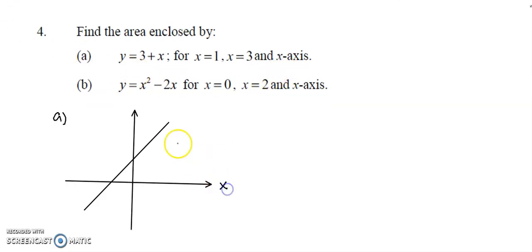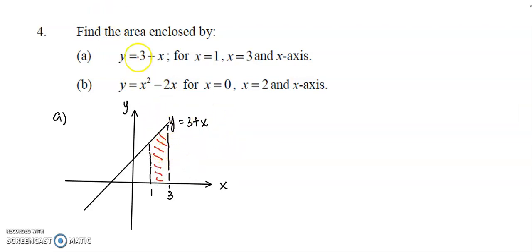For question A, this is the graph, y equals 3 plus x. How do I sketch this graph? I just sketch y equals x and then move the graph 3 units upwards. I got 3 plus x. Alright, then after we have the graph, we can try to figure out which region the question is asking for. So the area is enclosed by this curve, and x equals 1, somewhere here maybe, x equals 3, and the x-axis. So basically the area is here.